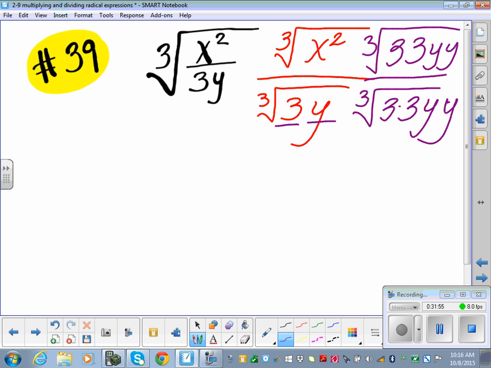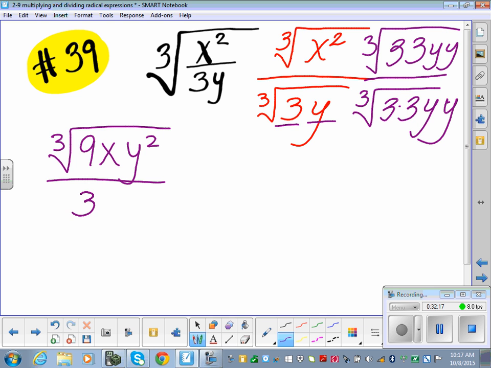So we'll multiply everything underneath on the top together. So we have the cube root of 3 times 3 is 9. We have an x squared. We have a y squared. Can we pull any of that stuff out? No. And on bottom, we have the cube root of 3 cubed, which is 3, and then we have on bottom 3y, so the cube root of y cubed is y, right?